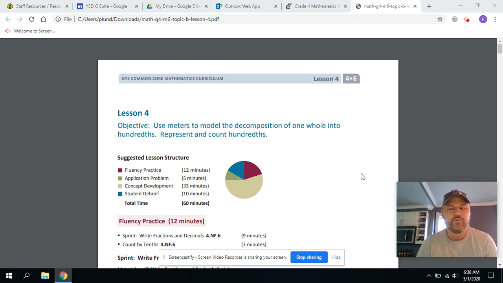So you may remember that in previous lessons we had broken things into tenths, which means that we had a unit that was broken into 10 pieces, and each one of those pieces was 1/10, 2/10, etc. Well, now we're going to be breaking it into 100 pieces, and each little piece is a hundredth. So there are 100 hundredths in the entire whole, like a meter stick has 100 centimeters.